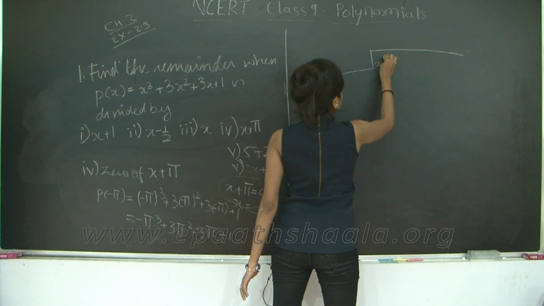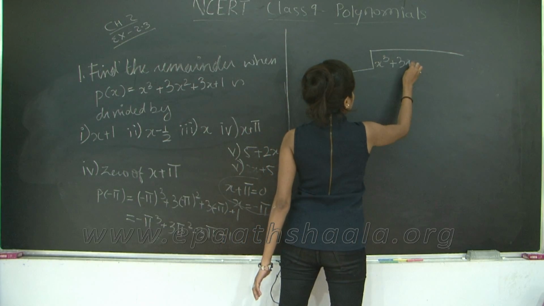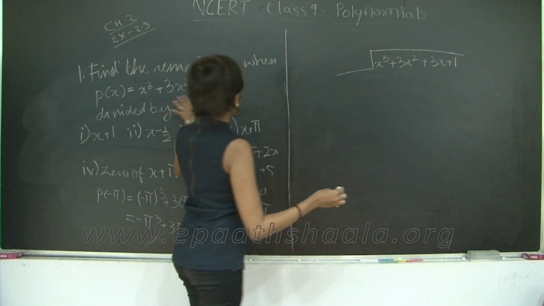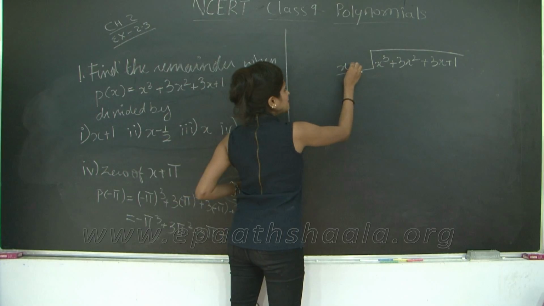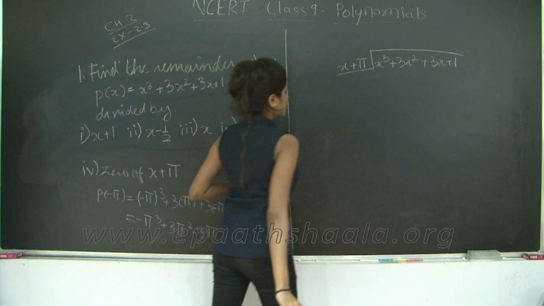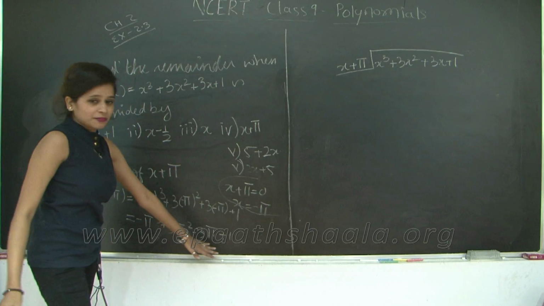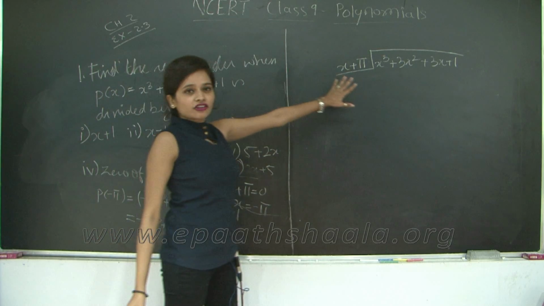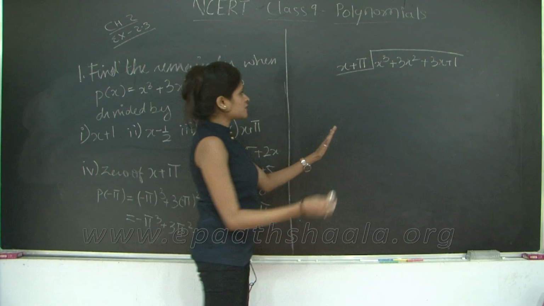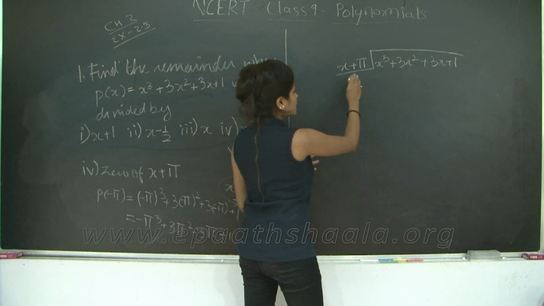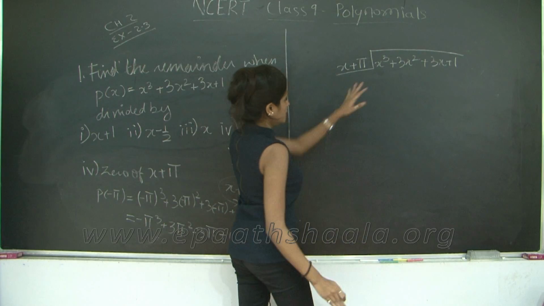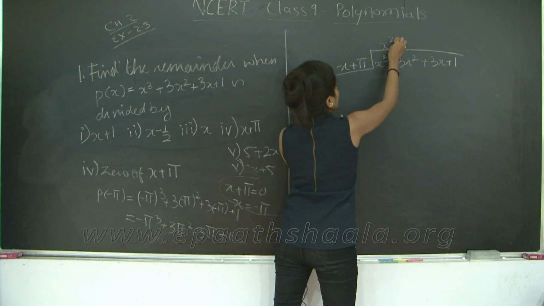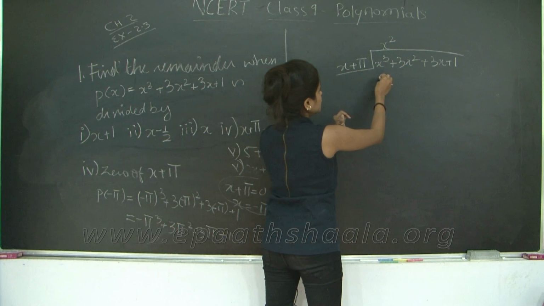x cube plus 3x square plus 3x plus 1. I need to divide it by x plus pi to find the remainder. Now as you can see, the remainder using the remainder theorem method is really huge. So this doesn't look like an easy sum. Please pay attention while I solve it. The first step is very simple because you need to find the first term, x cube. So x plus pi into what is going to give me x cube? x plus pi into x square is going to give me x cube as my first term.